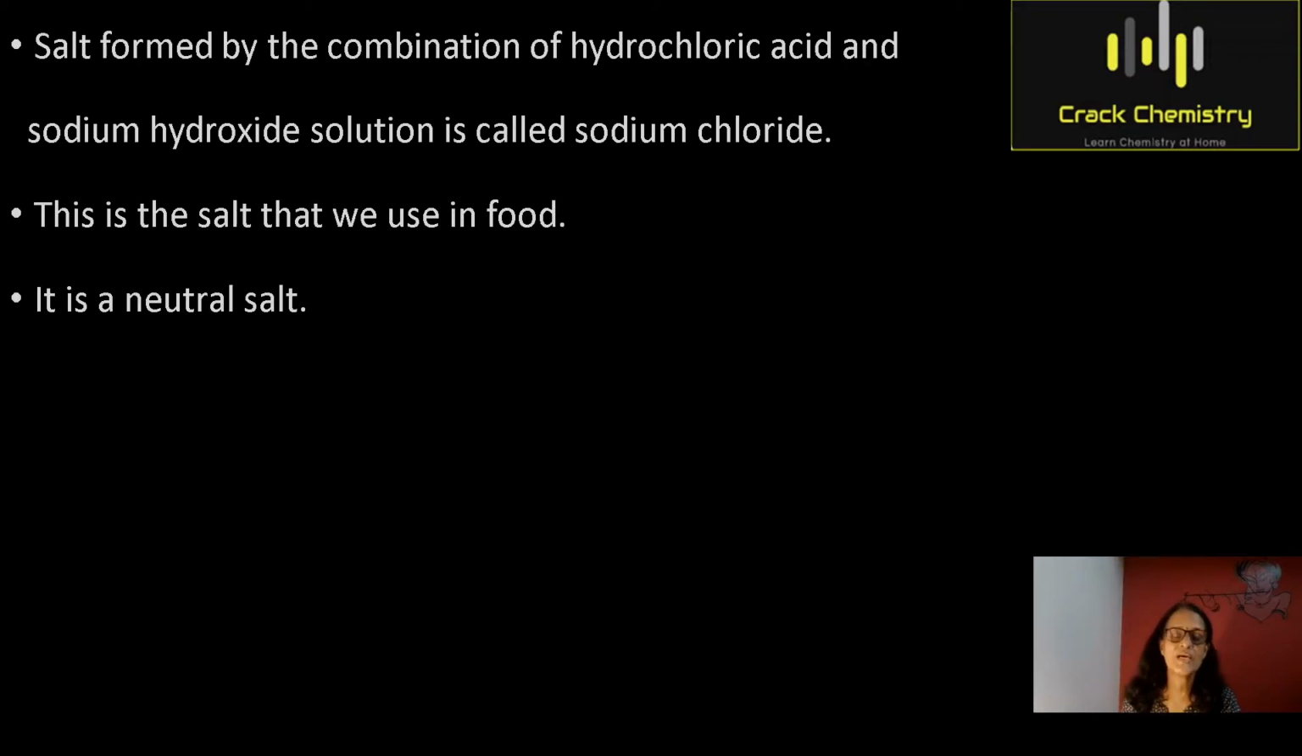And we all know that sodium chloride is formed by the reaction between a strong base, which is sodium hydroxide, and a strong acid, which is HCl, hydrochloric acid. So sodium chloride, which is formed by the reaction between a strong acid and a strong base, is a neutral salt, and its pH will be 7.